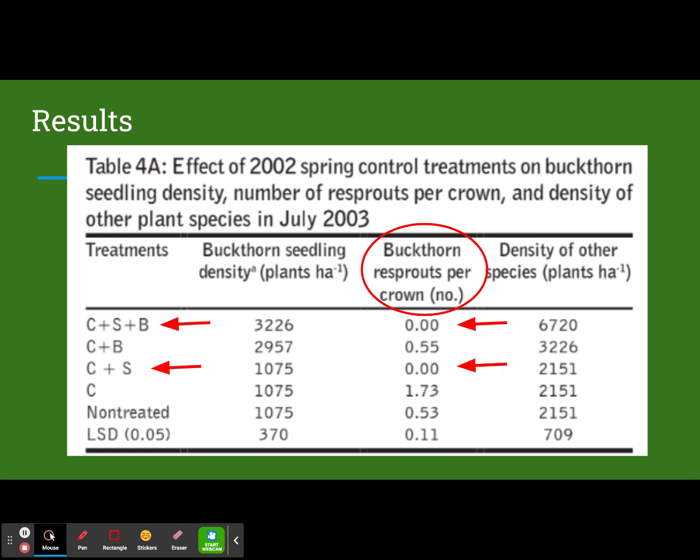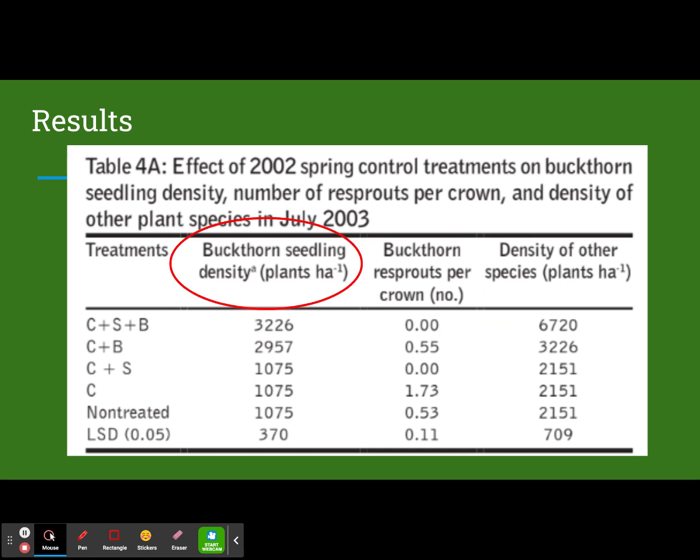You will also notice that the cut and burn treatment and the no treatment provided similar results, as seen with the blue arrows. And with the green arrow, you will notice that cutting only produced significantly more resprouts per crown than any other treatment method, including no treatment at all.